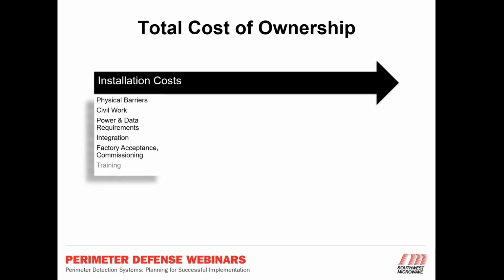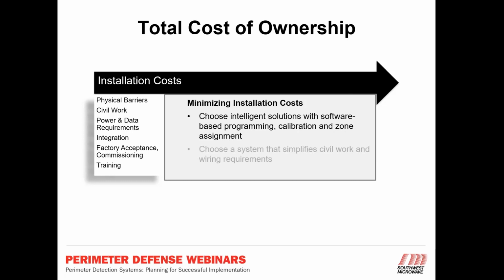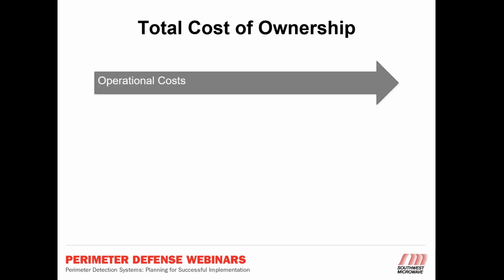So what can you do to minimize system installation costs? Choose intelligent solutions with software-based programming, calibration, and flexible zone assignment. Less hardware lowers cost of deployment. Choose a system that simplifies civil work and wiring requirements. Use certified integrators to ensure accuracy. An installation done right the first time always saves time and money.